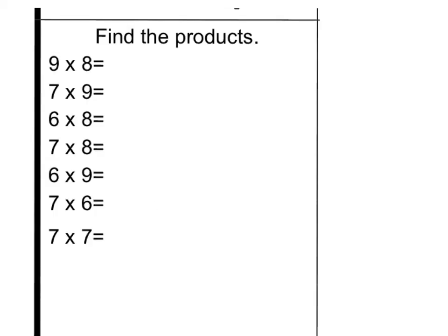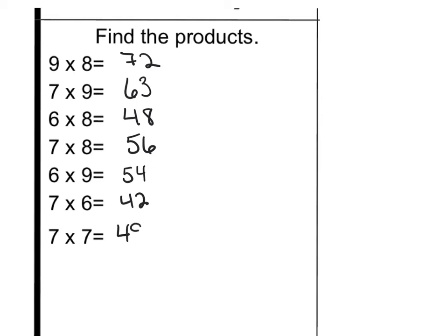Okay, next we are on to the back of Monday. So we are just finding the products, and remember, products mean to multiply. So 9 times 8 is 72. 7 times 9 is 63. 6 times 8 is 48. 7 times 8 is 56. 6 times 9 is 54. 7 times 6 is 42, and 7 times 7 is 49.